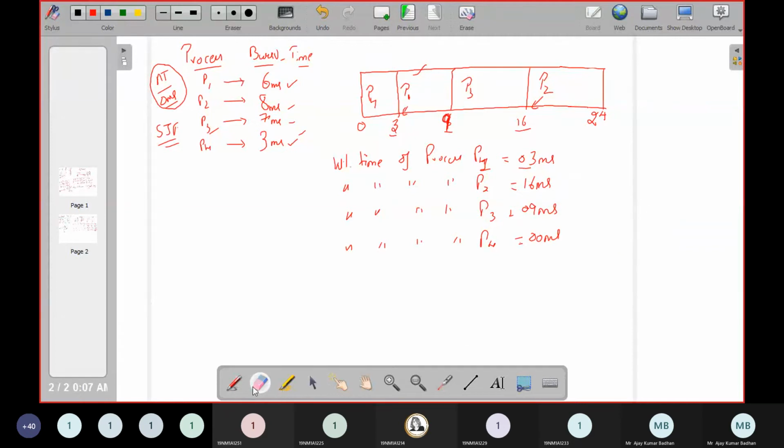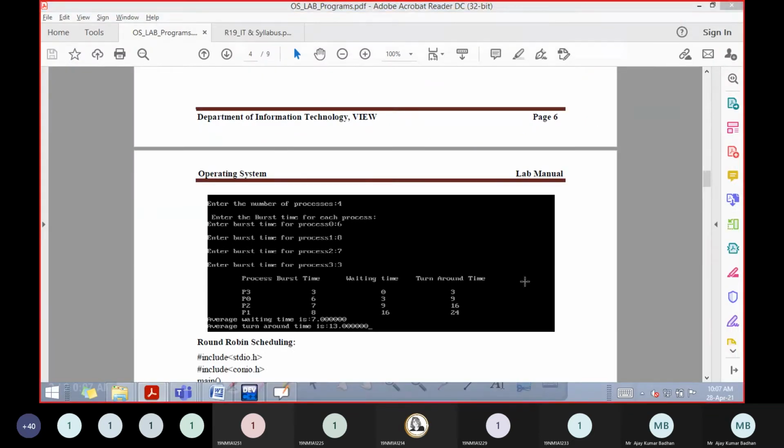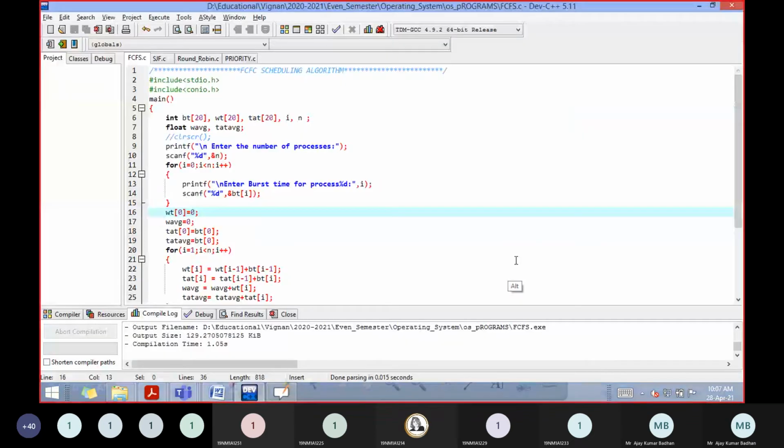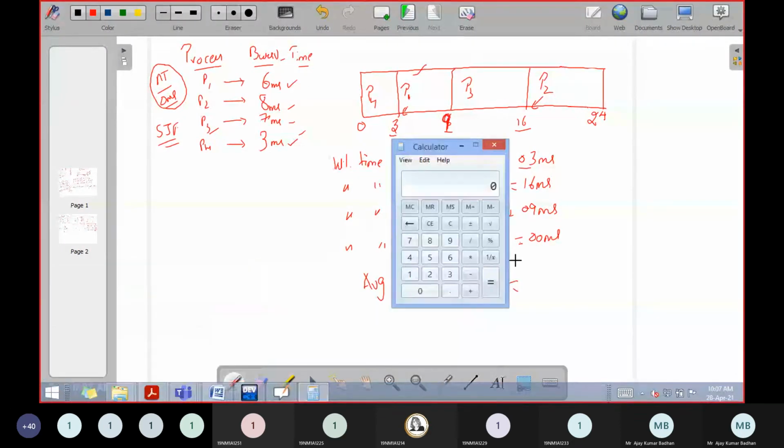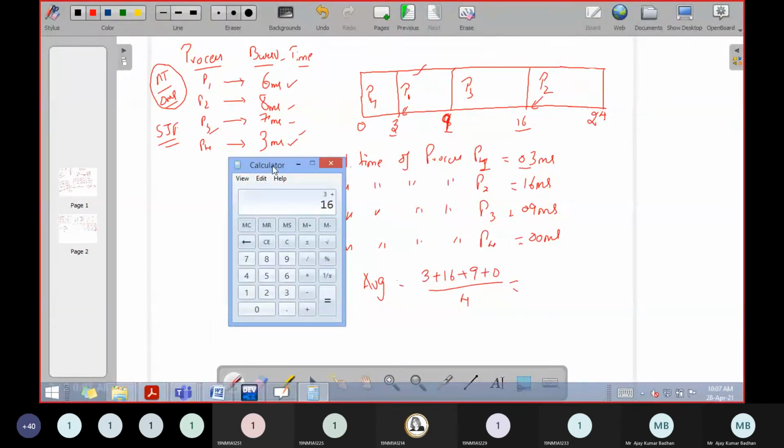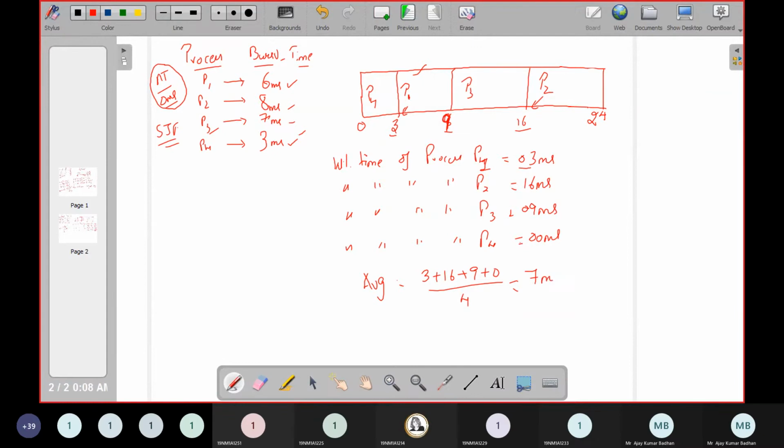With the help of this, I think you might have understood. So you have to calculate the average waiting time here. Average: 3 plus 16 plus 9 plus 0 by how many processes? 4 processes, 1, 2, 3, 4. So how much are we going to get? It's something like 3 plus 16 plus 9 by 4, so we got something like 7 milliseconds.